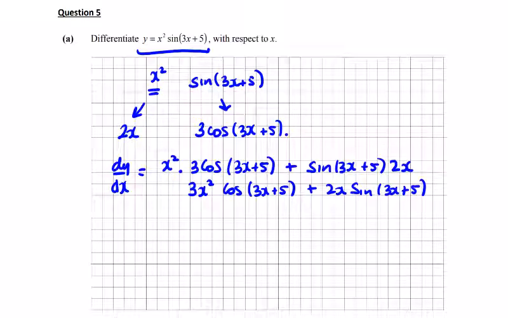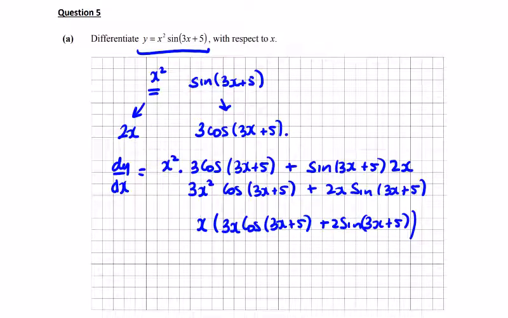I don't think you need to go any further. You can factor out x, but I don't think there's any point here. Although I know some of you will have, so I'll write x by 3x cos 3x plus 5 plus 2 sine 3x plus 5.